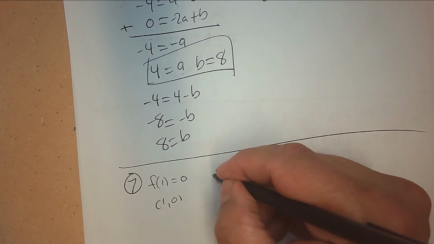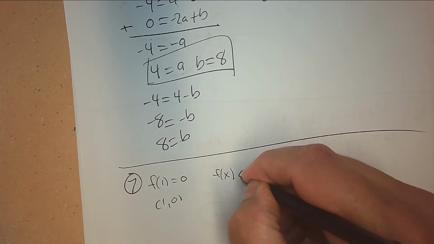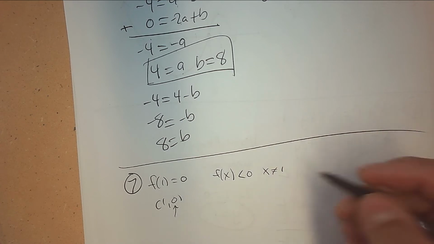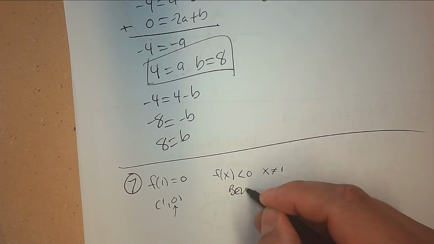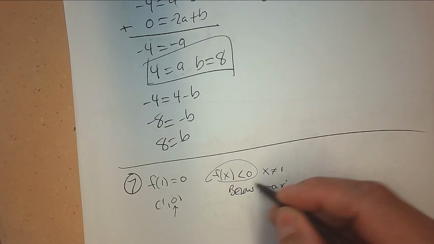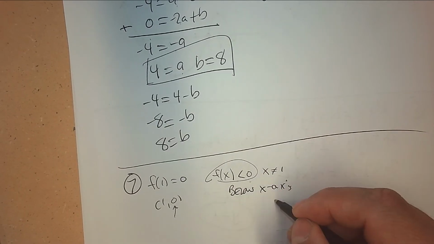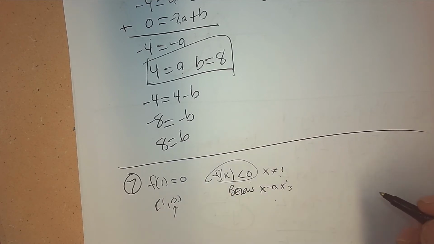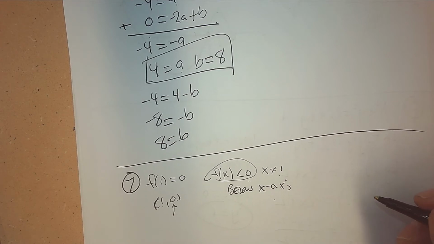It says f of x, the function, is less than 0 everywhere but 1. So at 1 it's 0, but everywhere else it's going to be below the x-axis. That's what that means. If the function is less than 0 everywhere, that means it's below the x-axis. It doesn't include 1 because at 1 the answer is 0, which is neither positive nor negative. So the whole thing is going to be below the x-axis except at (1, 0).